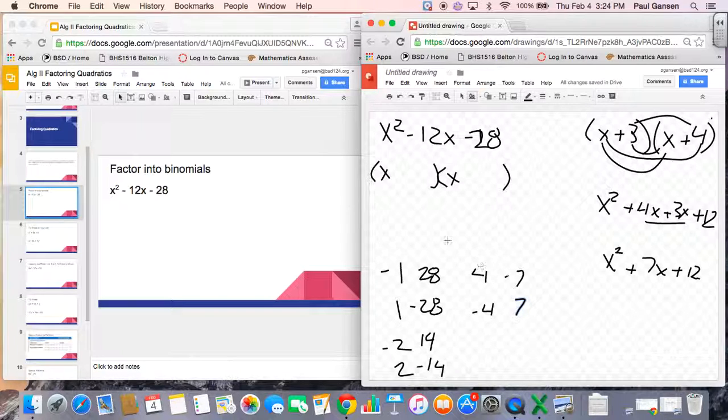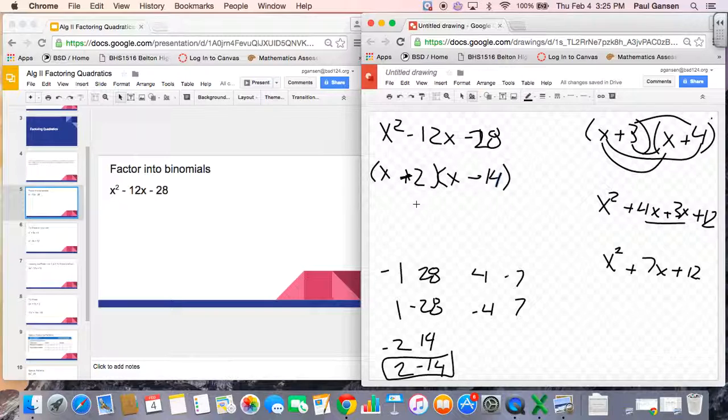Well, we're specifically looking for the ones that are going to give us, when we combine them, negative 12. When we add them, what's going to give us negative 12? Well, the only ones that combine to give us negative 12 are 2 and negative 14. So we have a plus 2, and a minus 14. This is what we would say is our factored expression.